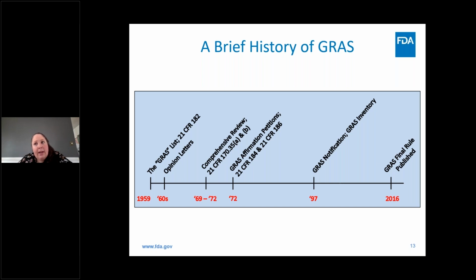At the same time, the FDA established a process known as the GRAS affirmation petition process, where the FDA could affirm the GRAS status of substances. So after the SCOGS review of a substance, FDA would review the SCOGS opinion, and then they would issue a final rule in the CFR affirming GRAS status.